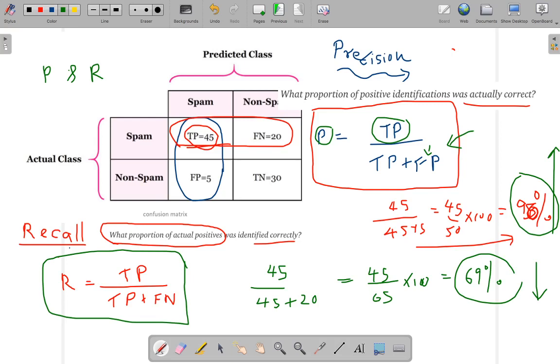All right, so those are basically the two metrics we can use, but remember there is a trade-off between them, so you can't improve both. That's the lesson for this. That's a trade-off.